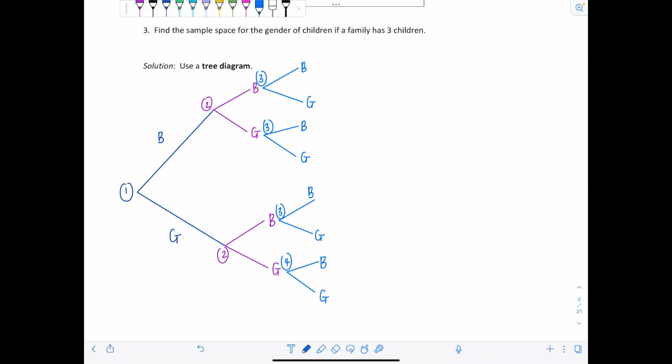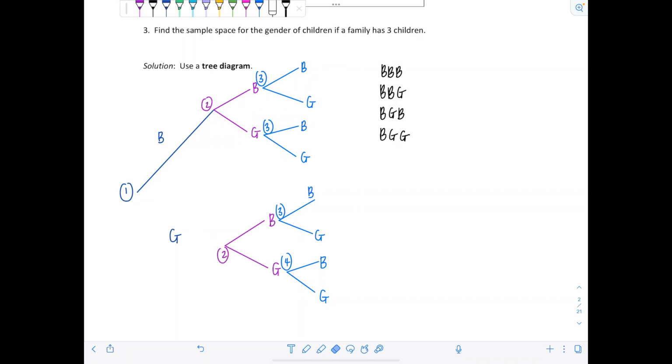Now here's how you put the sample space together with this. You start at baby number 1, and then you follow each of the branches all the way to the end, okay, until you've gone up every branch of your tree. So this one would be boy, boy, boy. Then this next one would be boy, boy, girl. Then you would have boy, girl, boy. Let's go to the next one, boy, girl, girl. And then I've done all of the ones where they have a boy first.